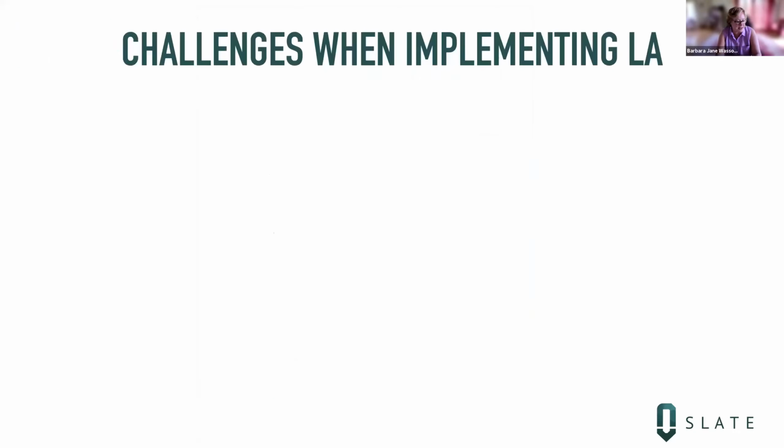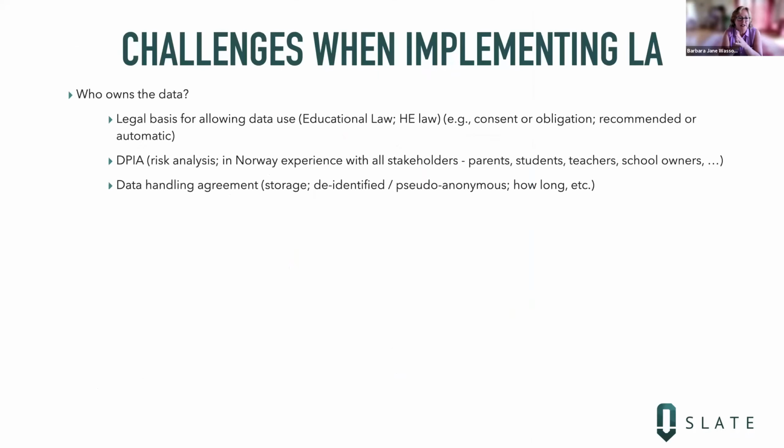Okay, so just in my last summary about implementing learning analytics. One thing you always have to think about when you're actually working, not in a research project, but out there implementing things: who owns the data? You need to have a legal basis for allowing data use, consent or obligation. One thing I've learned as well is that if the output of your algorithms is a recommendation, or if the output is used automatically for something, there's a very different legal basis for that.